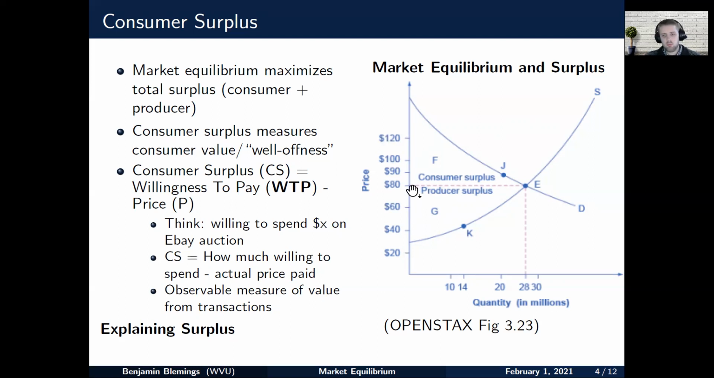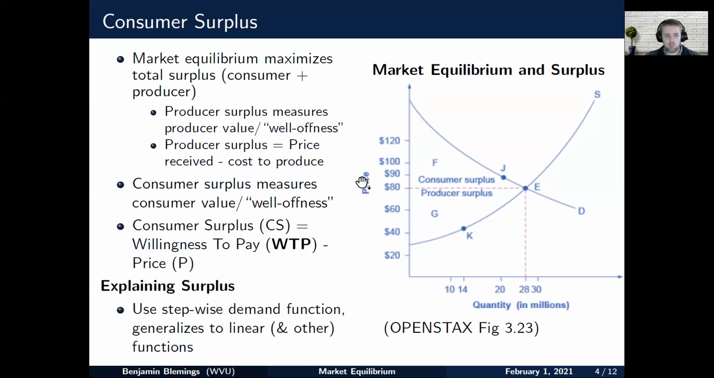So we need to dive into consumer surplus more. And I'm going to use a stepwise demand function, which generalizes to linear and or other functions, as I'll show you.